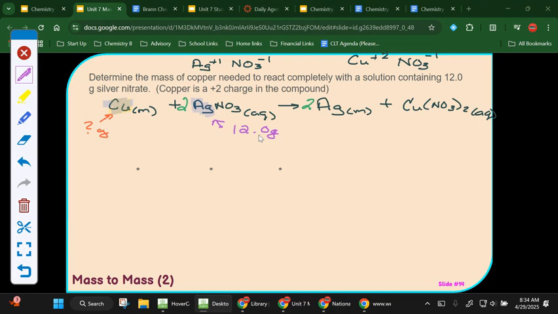Okay, so now I have everything I need to solve this problem. I want to go from grams of AgNO3 to grams of copper. So I'm going to start out with my 12.0 grams of AgNO3. Now, what is the first thing I'm going to do to this, Wendy? I'm going to take what I'm given and get it into. Okay, so how do I go from grams to moles, Wendy?